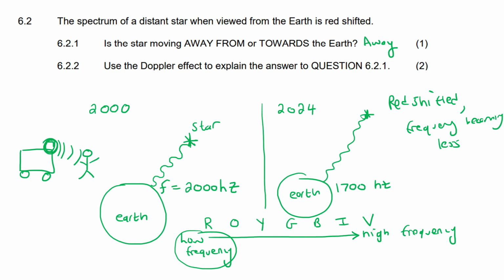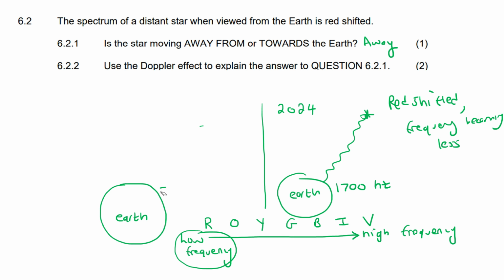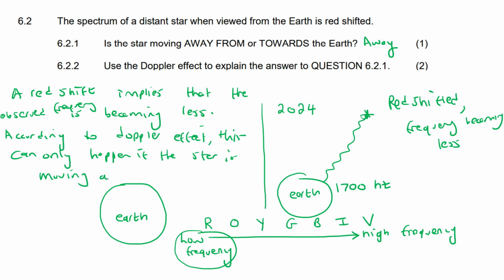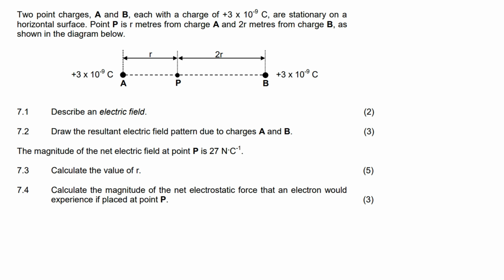Now it says use the Doppler effect to explain the question. So we could say something like a red shift implies that the frequency is becoming less. According to the Doppler effect, this can only happen, or let's say that the observed frequency is becoming less. According to the Doppler effect, this can only happen if the star is moving away from the Earth.